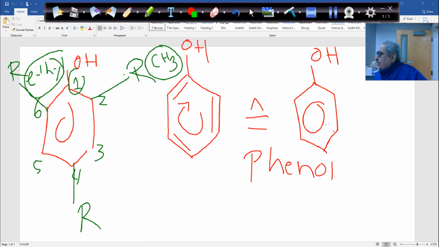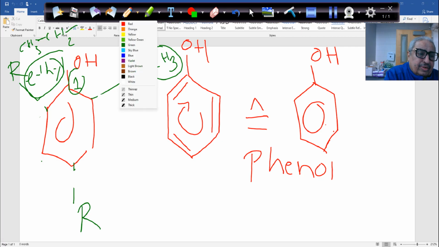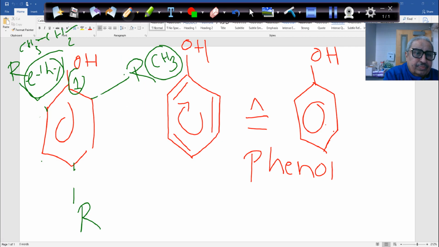The E, the ethyl group, which is CH3, CH2. The E will come before the M, so your numbering will not be the case here. We have to number them quite the opposite. So this is 1, this is 2, this is 3, 4, 5, and 6. Why? Because the E comes before the M, methyl.